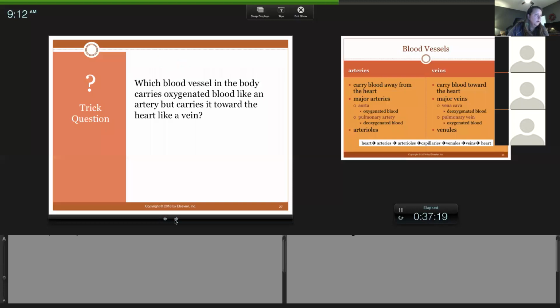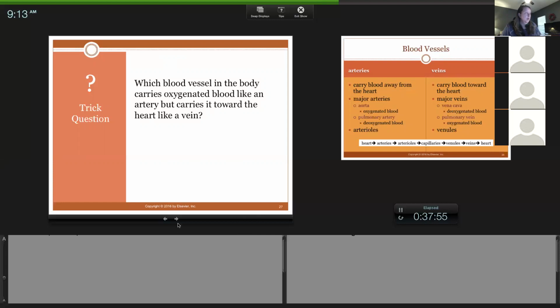So the little trick question here is, which blood vessel in the body carries oxygenated blood like an artery, but carries it towards the heart like a vein? The pulmonary vein, okay? So the pulmonary vein, it's a vein because it's coming to the heart. It just broke the rule because it has oxygen in it. But it got its name because it's a vessel coming to the heart. Arteries away, veins towards.